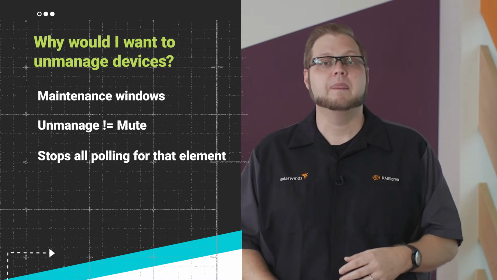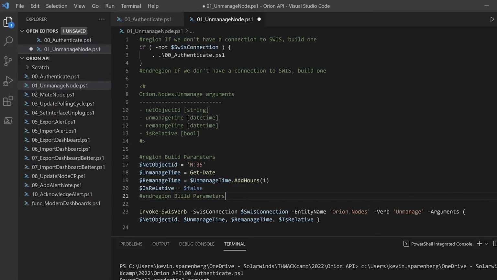This can be done in the web UI, but if you go back to my original philosophy, if you're going to be doing this a lot and on a routine basis, find a way to automate it. It's pretty simple. We'll just call the verb. The unmanage verb takes 4 arguments.